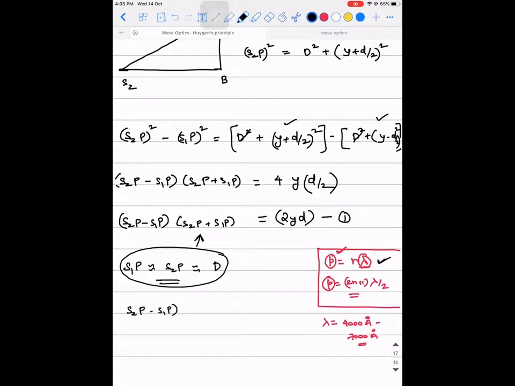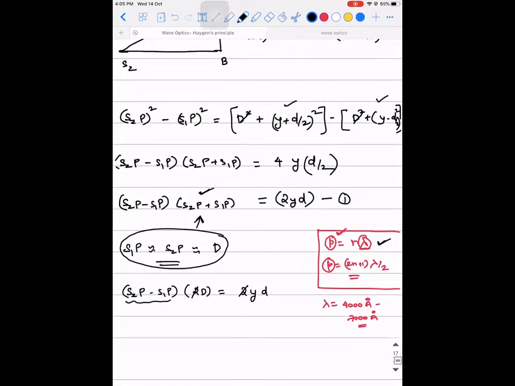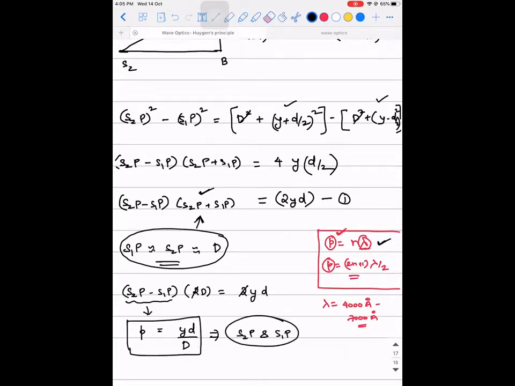Then S2P minus S1P into, what will happen to S2P minus S1P? It will be 2 times capital D is equal to 2 into Y into d. So 2 and 2 will get cancelled. What is S2P minus S1P, guys? It is path difference. So path difference will be equal to Y into small d divided by capital D. This is going to be the difference between S2P and S1P. Okay. So till here, the derivation is normal mathematics. If you don't use this approximation, you are not going to get this one. Please make a note of it.